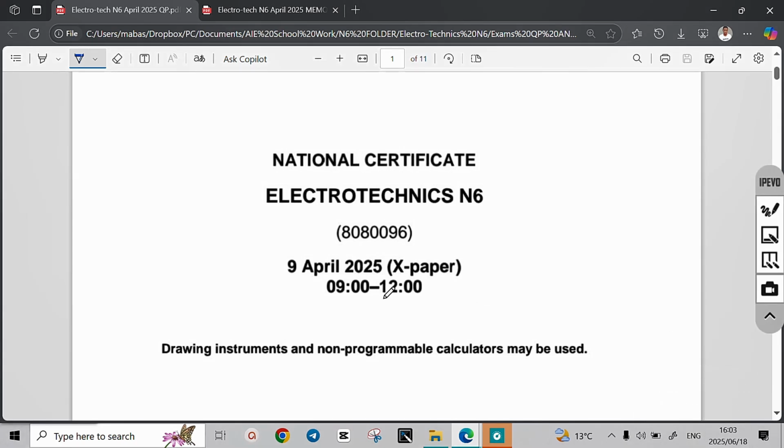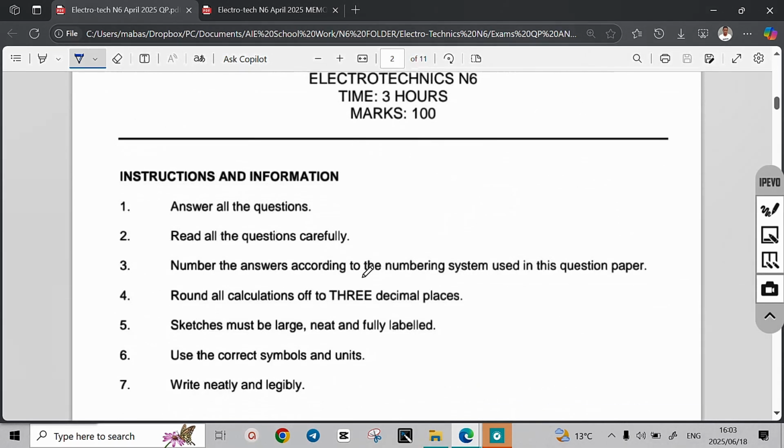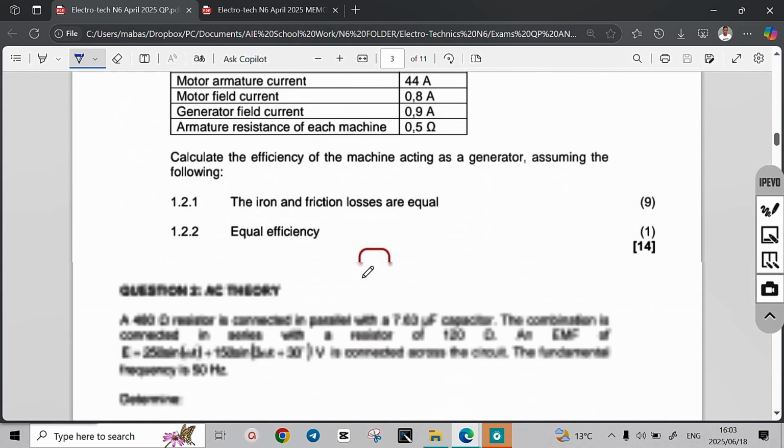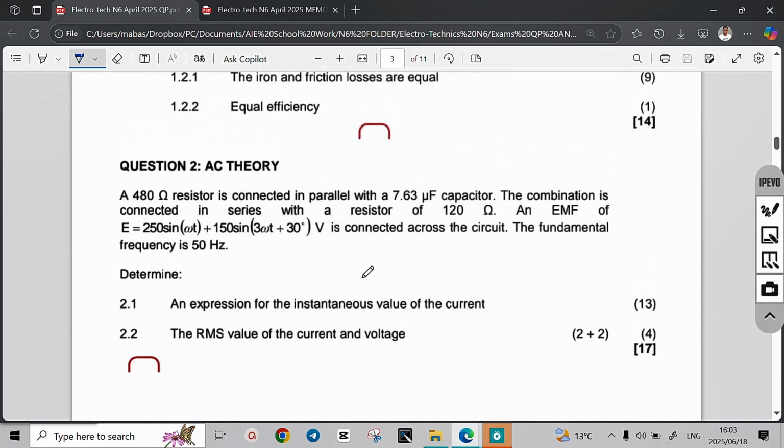So today we'll be focusing on your Electrotechnics N6. We'll be doing your April 2020-2025 paper. So we'll be focusing on your AC theory, which is your question 2. So yeah, let's get into it, guys.